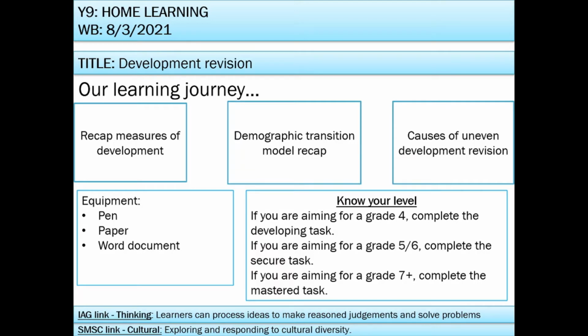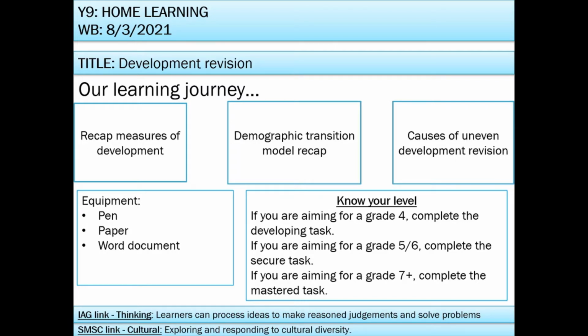This week we are going to look at revising the development topic that we've learned so far. So our first learning objective for this lesson is to recap the measures of development. We're then going to look at the demographic transition model, the DTM, and then finally we're going to look at the causes of uneven development and revise why that is happening.